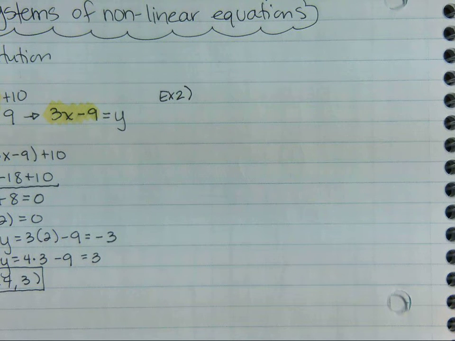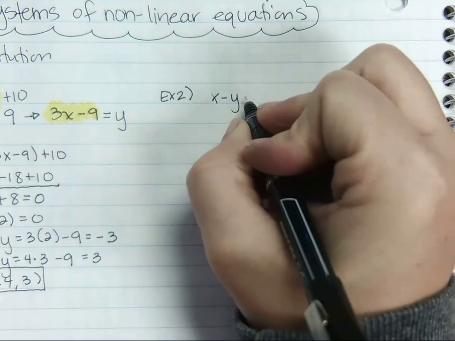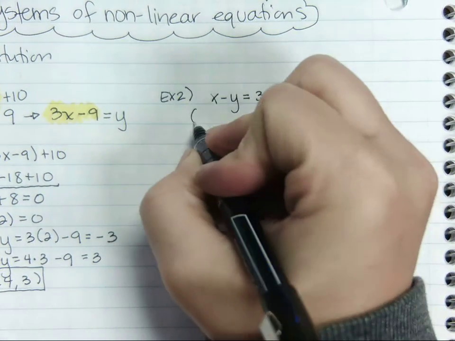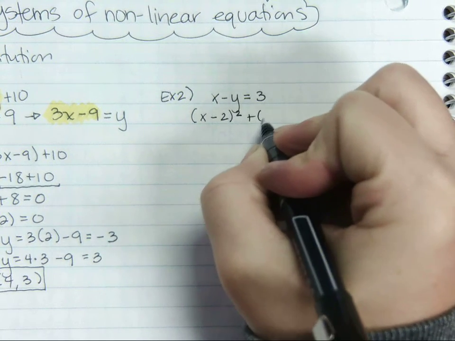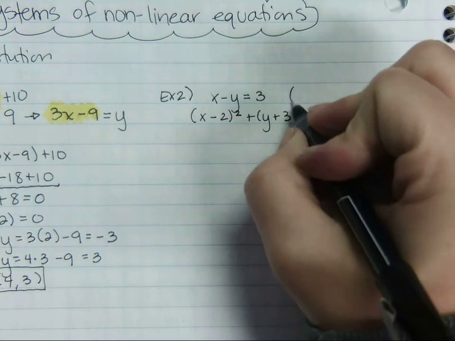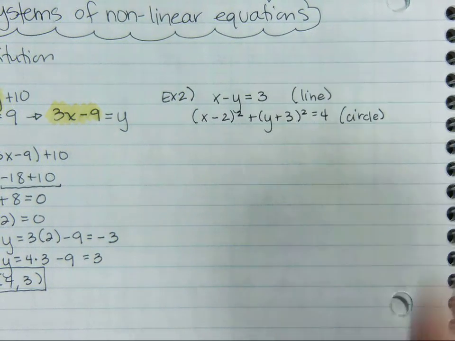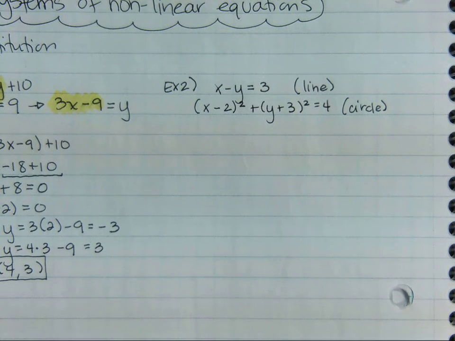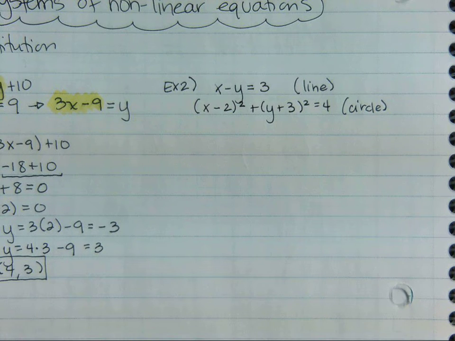Another example of solving nonlinear systems using the substitution method would be working with the equation x minus y equals 3 and (x minus 2) squared plus (y plus 3) squared equals 4. So this is a line, and again this is a circle. And so what we want to do is, again, solve this linear equation for x equals or y equals to substitute into our second equation here.